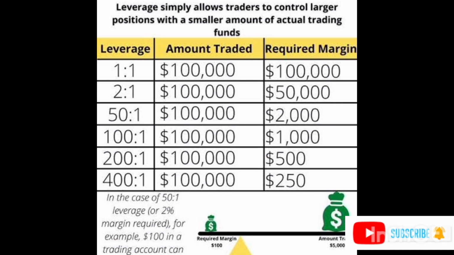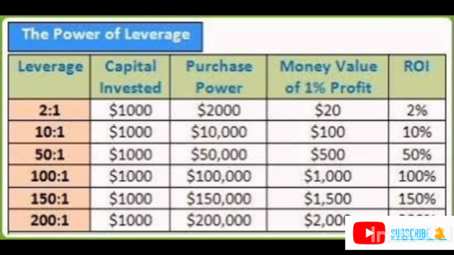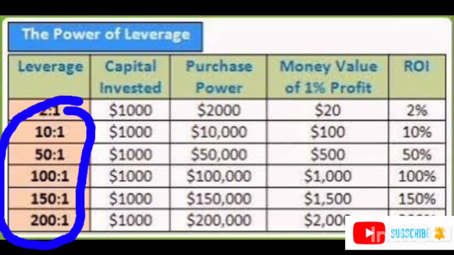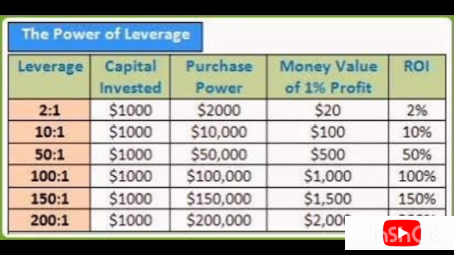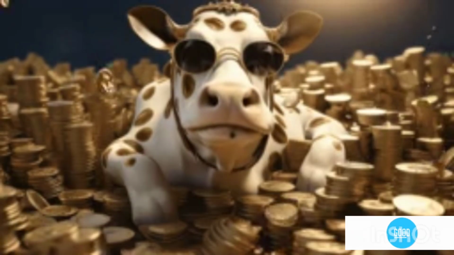Some brokers describe this in terms of leverage ratios, while others use margin percentage, but the relationship is simple. Leverage equals 100 divided by margin percent, and margin percent equals 100 divided by leverage. Leverage is commonly shown as ratios like 100 to 1, 200 to 1, 500 to 1, and even up to 1,000 to 1. This means you don't need thousands of dollars to trade anymore.